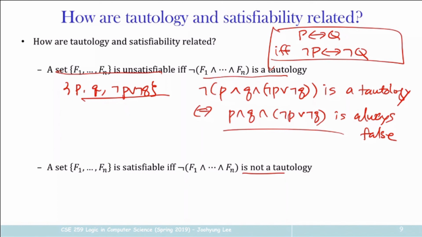So, the satisfiability, tautology, okay? So they are related concepts. How do you relate? When the set is unsatisfiable, it means that the negation of their conjunction is actually a tautology. And vice versa.